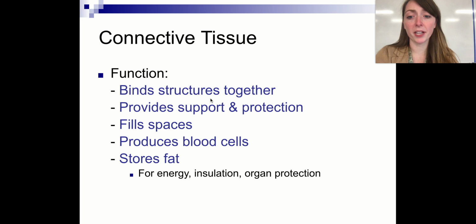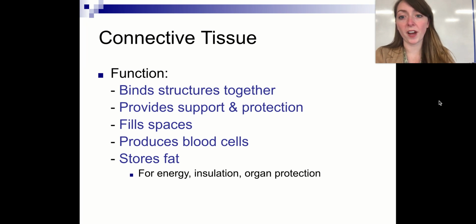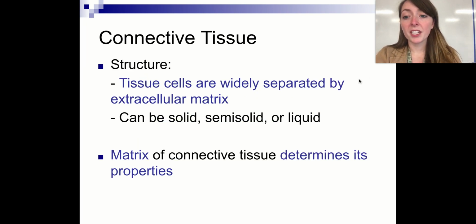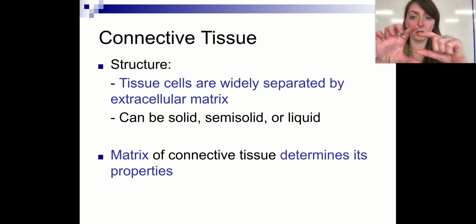Connective tissue binds structures together, provides support and protection, fills spaces, produces blood cells, and stores fat. In general, the tissue cells are widely separated by a matrix, so there is other filling. When we were looking at epithelial tissues, it was like one layer of cells or more attached to a basement membrane with a free surface. So it was much more like layered, almost like a cake.